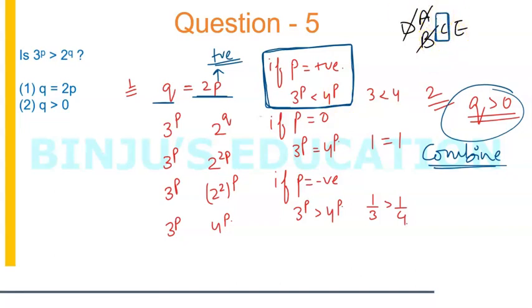Okay, just one small twist. Let me make that in the question. Instead of this second statement, let's suppose the second statement was Q is not negative. What would have been your answer in that case? Let me know that in the comment box.